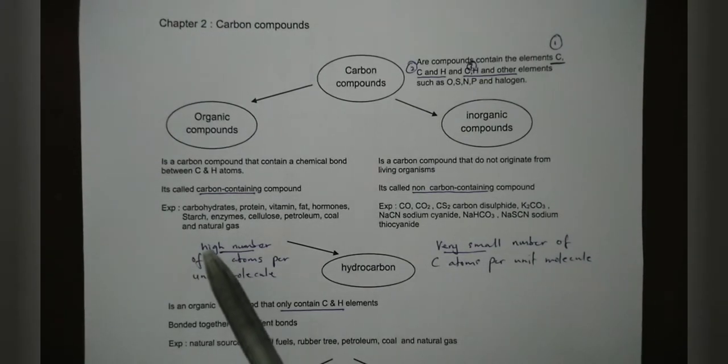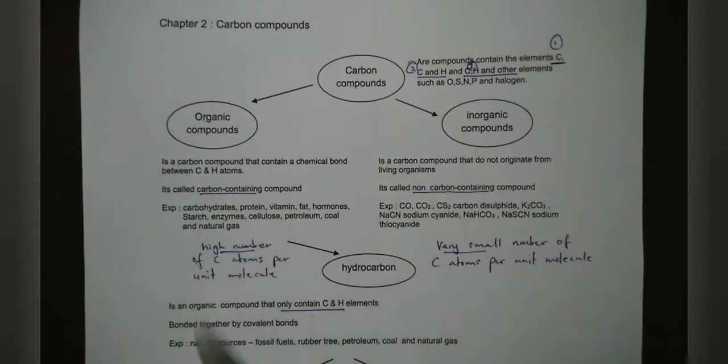compared with organic compound here. So organic compound, we can learn about hydrocarbon in organic compound. Hydrocarbon, what is the meaning of hydrocarbon? Hydro, hydrogen, carbon is carbon. So the meaning is organic compound that only contain of carbon and hydrogen element that bonded by covalent bonds.